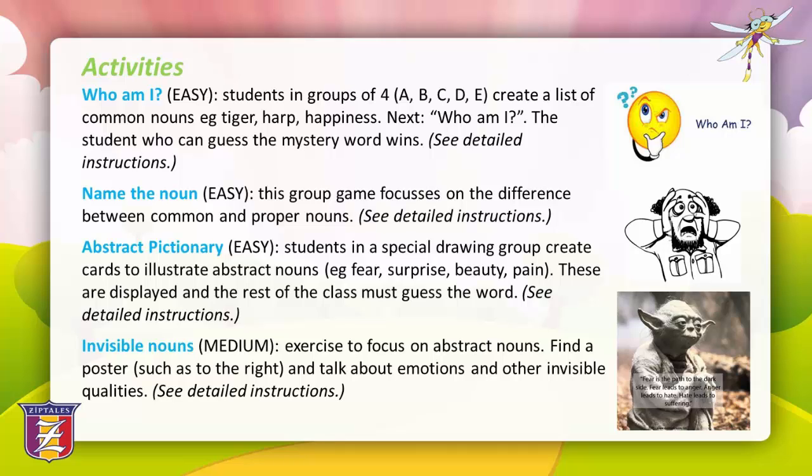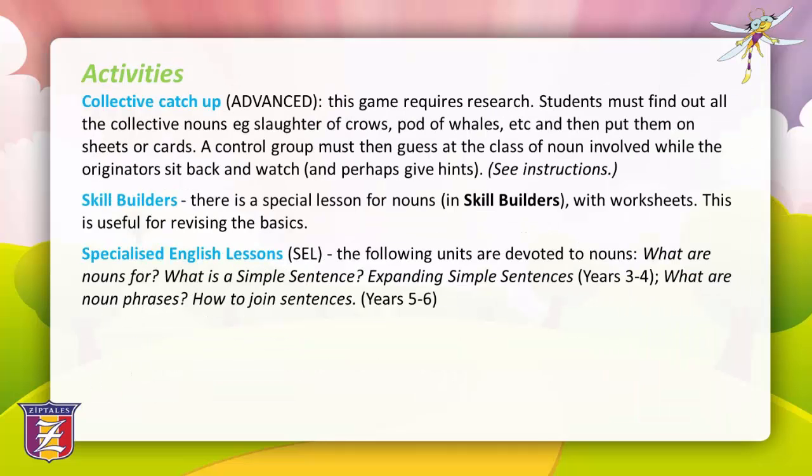Abstract Pictionary. Students in a special drawing group create cards to illustrate abstract nouns. For example, fear, surprise, beauty, pain. These are displayed and the rest of the class must guess the word. Invisible nouns. This is an amusing exercise in which you focus on abstract nouns. You find a poster like the one shown and you talk about emotions and other invisible qualities. Then you basically work on definitions and it becomes a game because the kids have to figure out from the definition what the word is or vice versa.